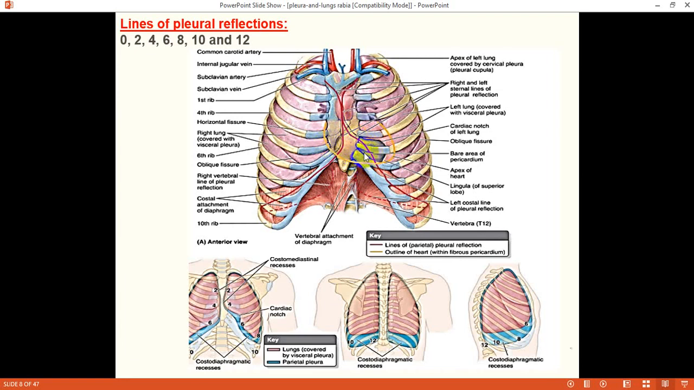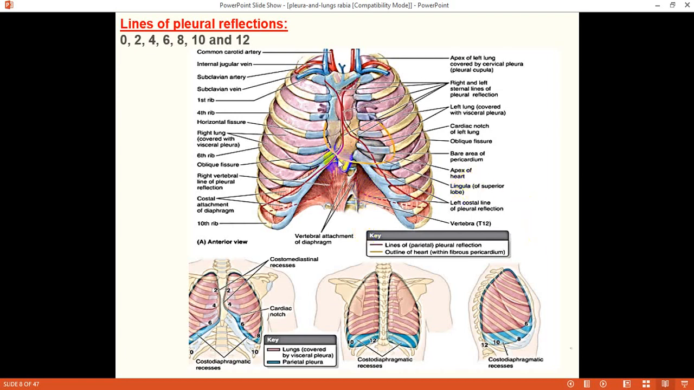So when we do pericardiocentesis, we keep in mind the sternal lines, their reflection, and this bare area, so that we can approach the pericardial cavity without puncturing the parietal pleura.